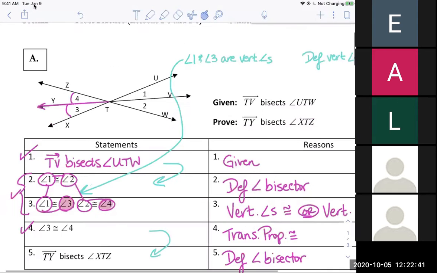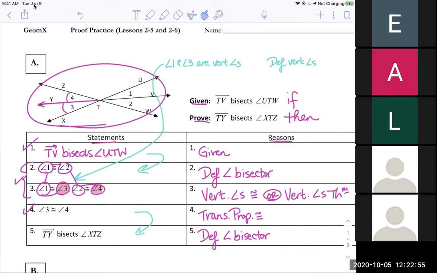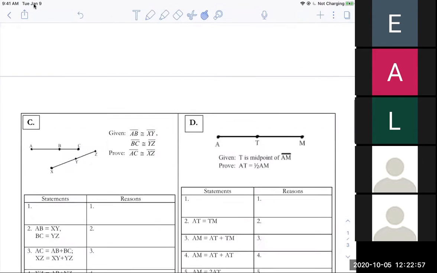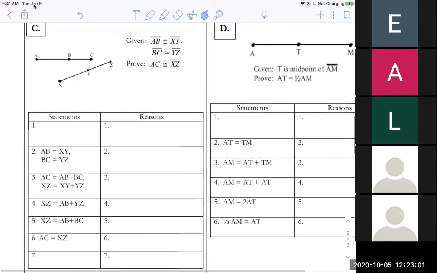All right, and again, the pieces of a proof, remember, are the given and the prove. That's your if, then. That's your hypothesis, conclusion. Then you'll have statements, then you'll have reasons, and then you typically have a diagram when it's a geometry proof. All right, we're going to jump down to C, which is the top of the second page on the left side. This one's going to be with segments.